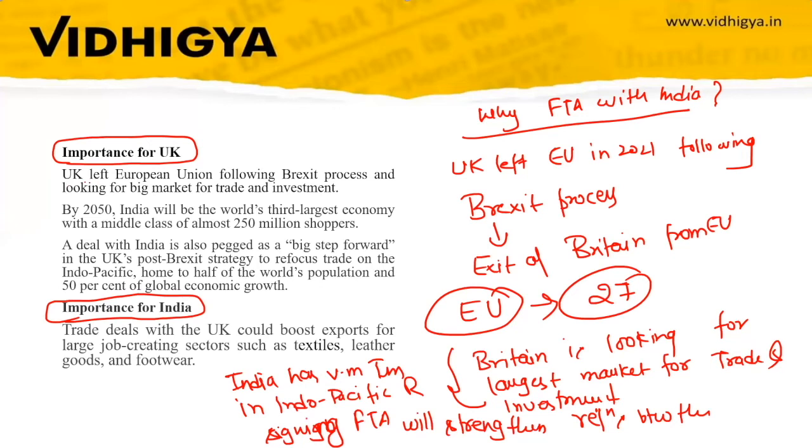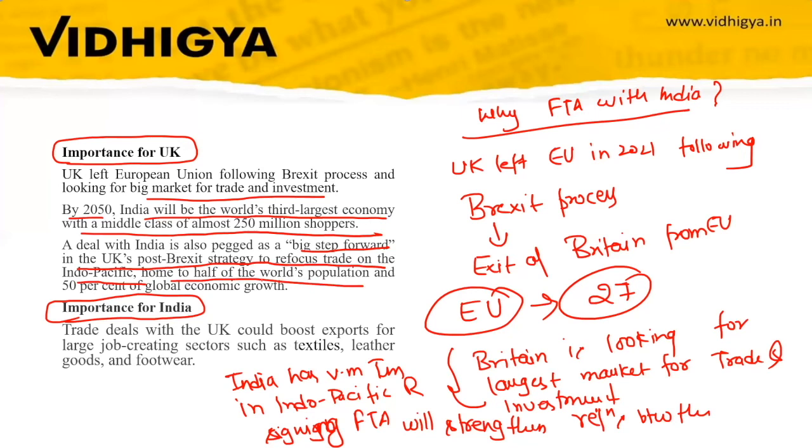So as I said, UK left the European Union following the Brexit process and is looking for a big market for trade and investment. By 2050, India will be the world's third largest economy with a middle class of almost 250 million shoppers. So this is why UK believes that India is a big market. Therefore, a free trade agreement is important. A deal with India is also pegged as a big step forward in the UK's post-Brexit strategy to refocus trade on the Indo-Pacific, home to half of the world's population and 50% of global economic growth.